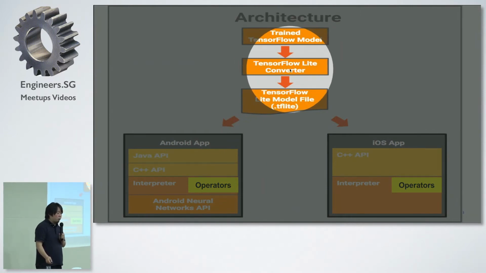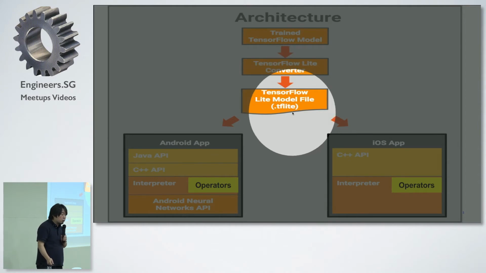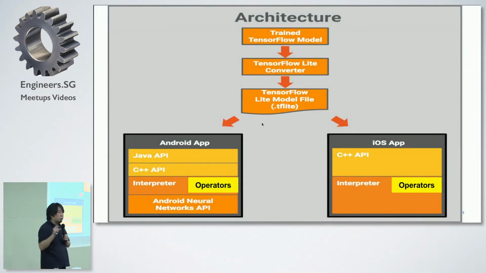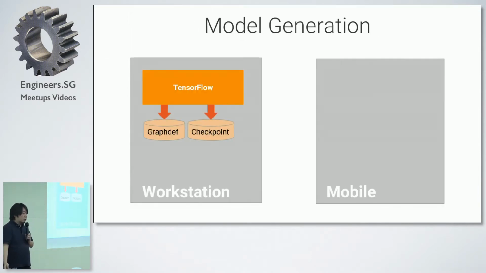We are using the converter, the TensorFlow Lite converter, to create the TensorFlow Lite model file, the .tflite file. This is a new file format we are introducing, so that you can load the .tflite format and run it on an Android application or iOS application. So this is the life cycle of a model.